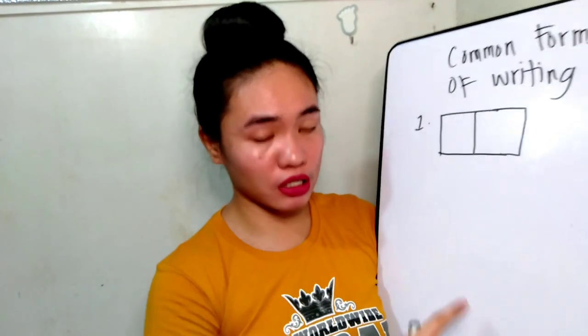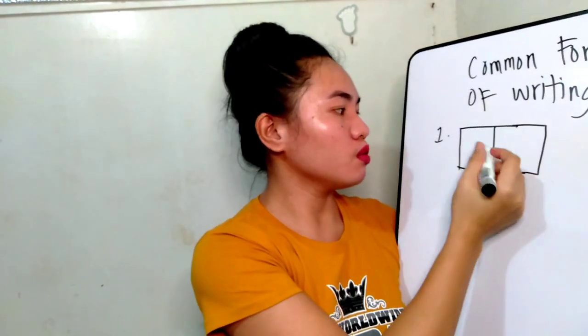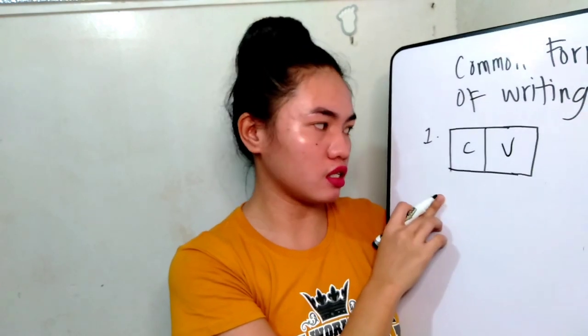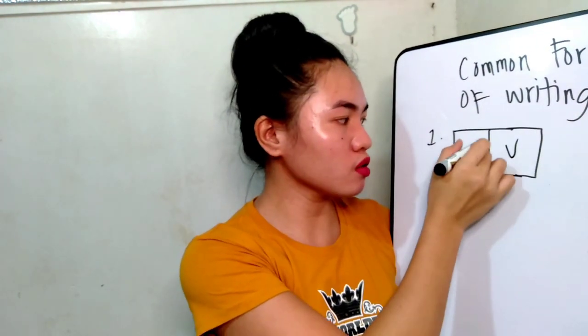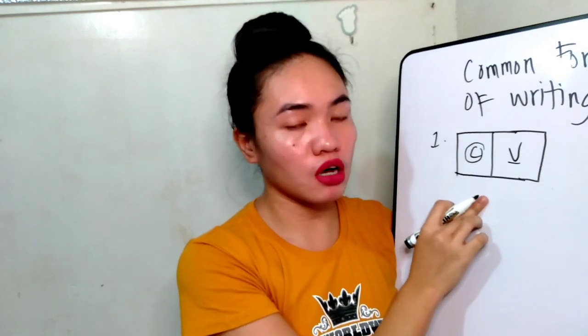So, ano ba tong box na to? What is this box? Okay, so this one is the first form of writing. Itong C na to is consonant, then ito is vowel.